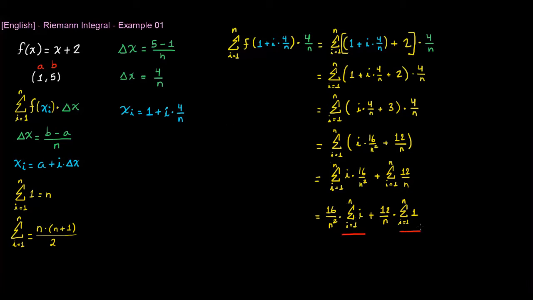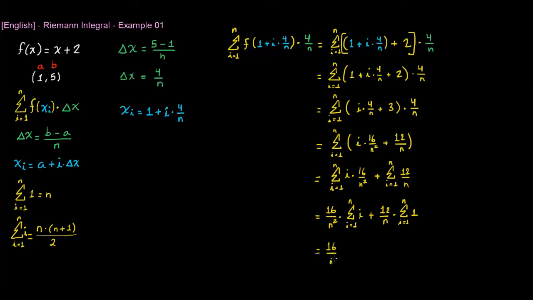This one and this one are well-known formulas. The summatory of i is equal to this one. I'm sorry, here I forgot to write this. Should be i over here. There it is. The summatory of i is equal to this formula, and the summatory of 1 is equal to this other formula. So we can just pretty much substitute. I'm going to do that in the next step.